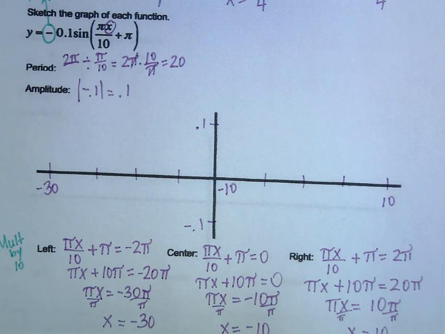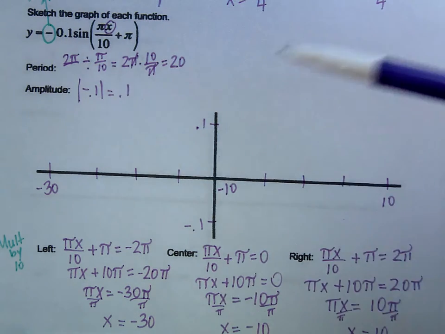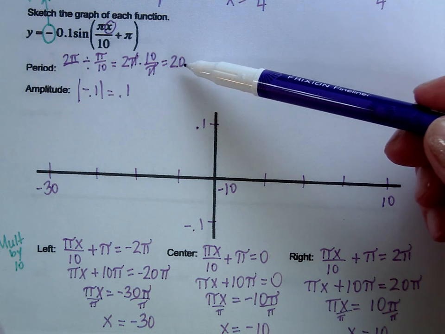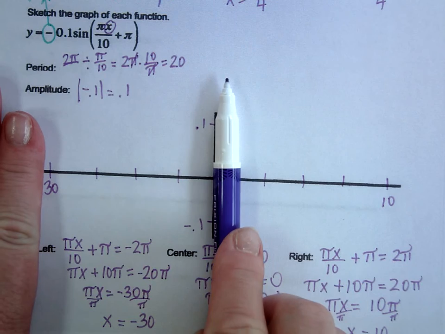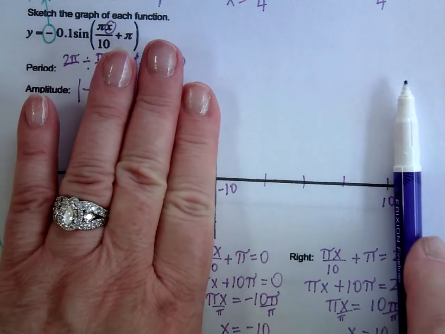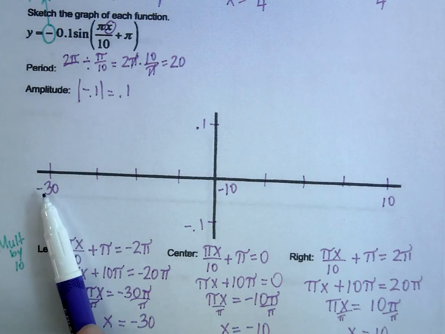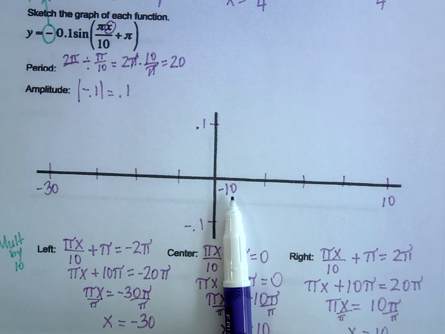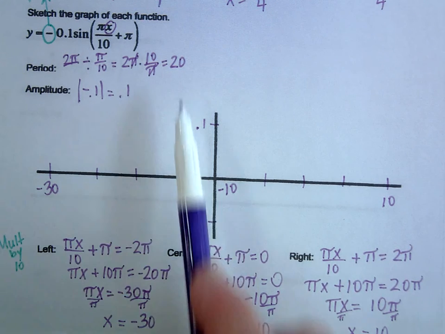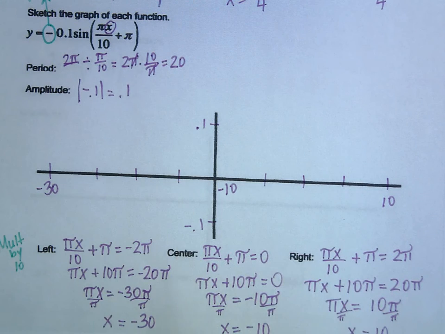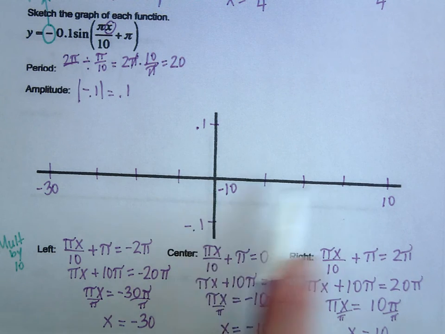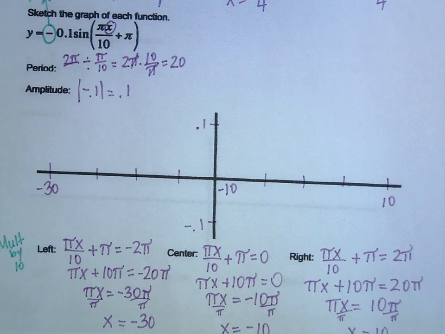Before I start dotting, though, I want to make a link here for you. I want to show you something that is easy to see in this particular example. So you see how the period's 20? That period is always going to be the length from the left to the center and from the center to the right. So think about that. If I go from negative 30 to negative 10, how far have I gone? I've gone 20. If I go from negative 10 to positive 10, I've gone 20. That period tells you how far it is between these left and centers and the center and the right.